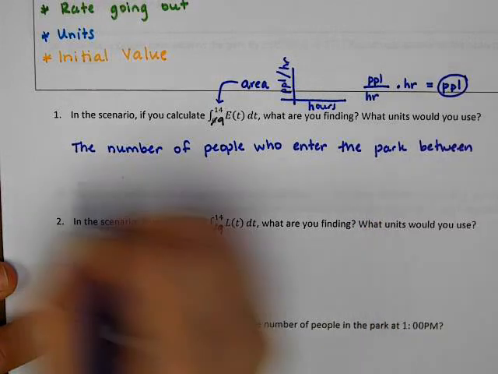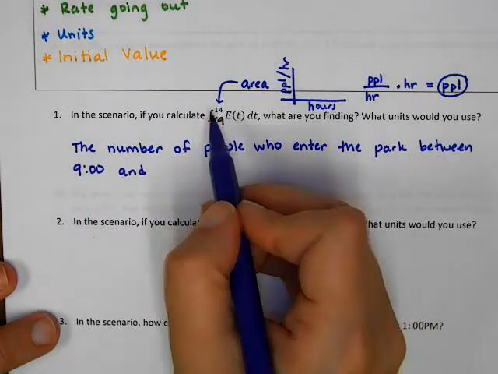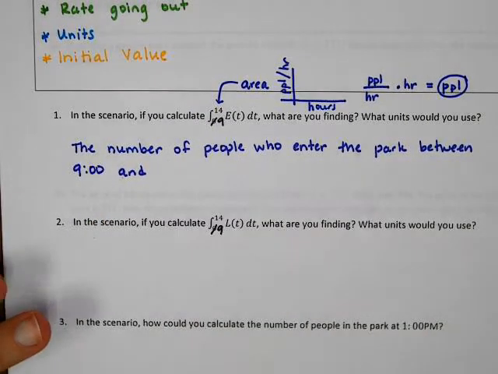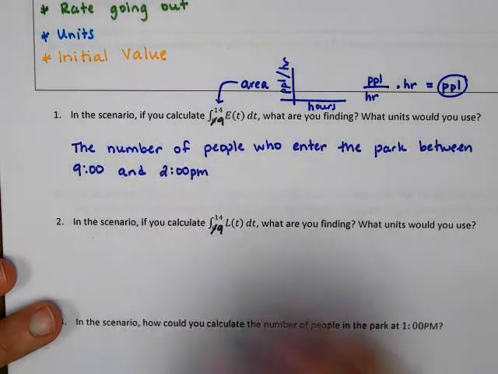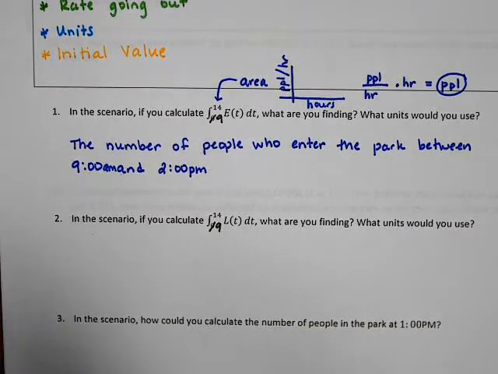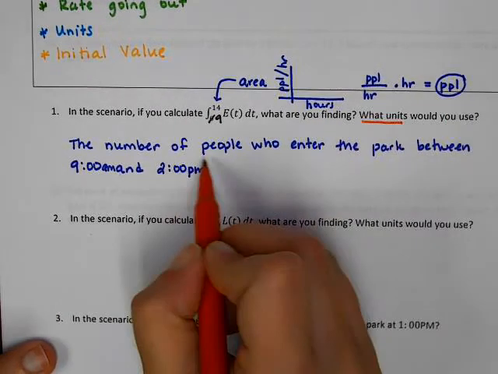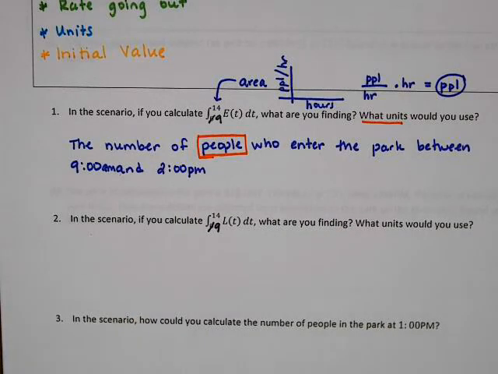between 9 o'clock and now 14 on a 24-hour clock would be 2 o'clock p.m. What units would I use? Well, the units would be people. I'm measuring the number of people because when I integrate a rate function, I go back to finding the amount of stuff. So if I'm integrating people per hour, I'm finding the amount of people.